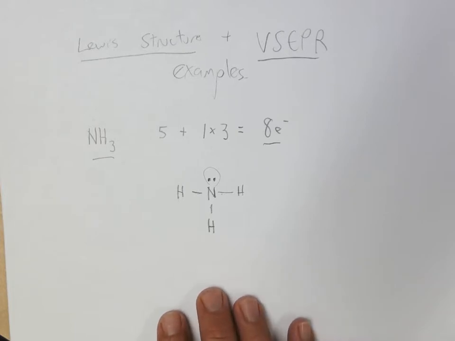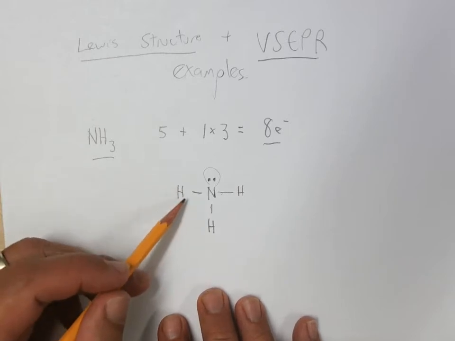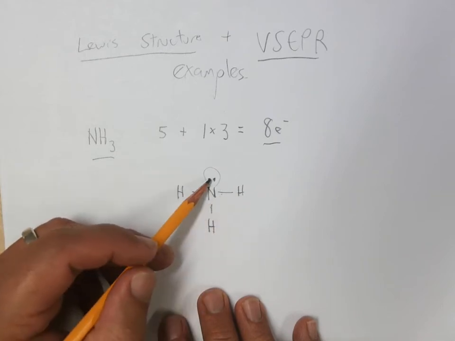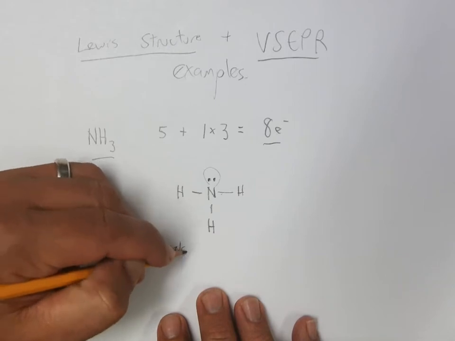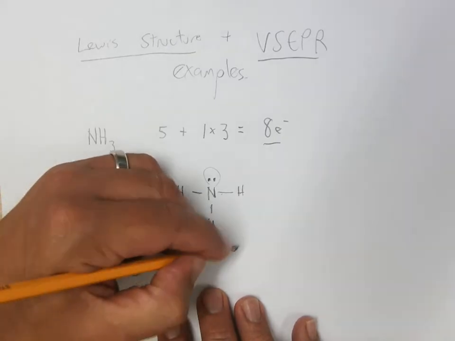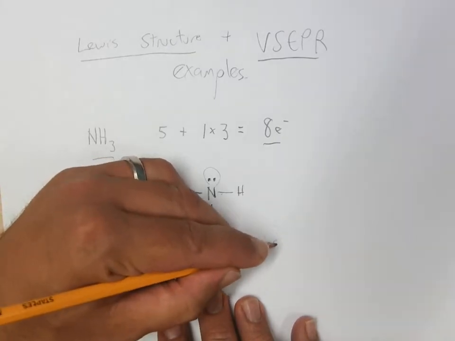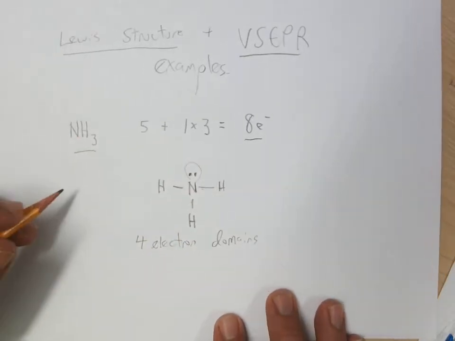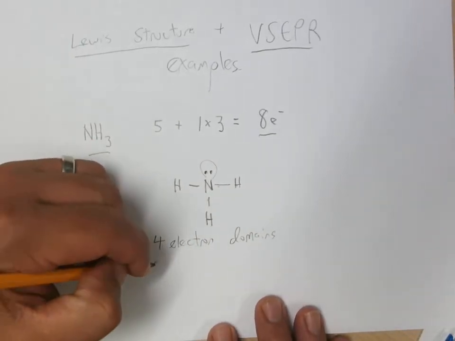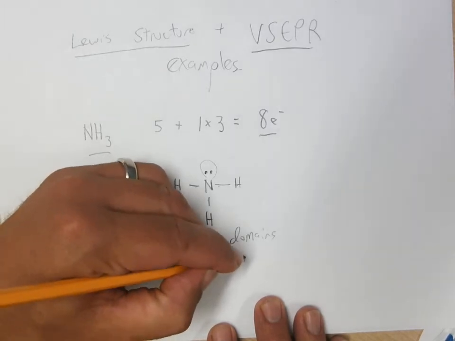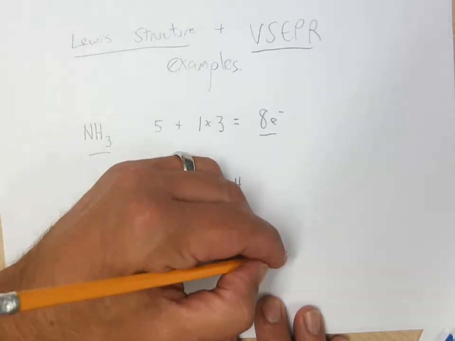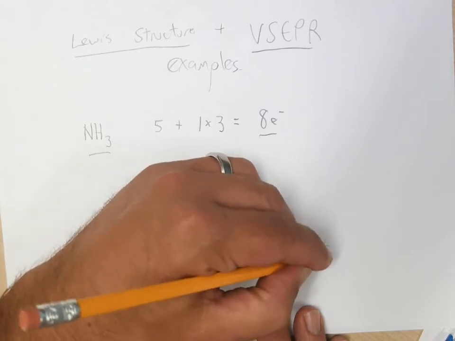For VSEPR, we want to look at the number of electron domains. So I count 1, 2, 3 atoms and 1 lone pair on the central atom. So I have 4 electron domains. And that tells us that the electron domain geometry is tetrahedral.